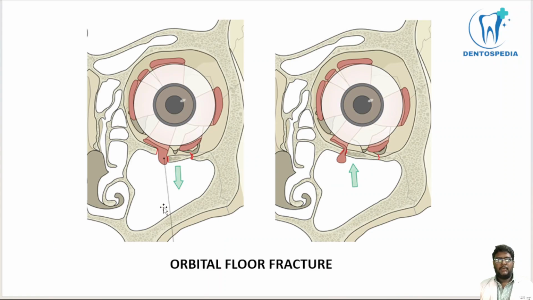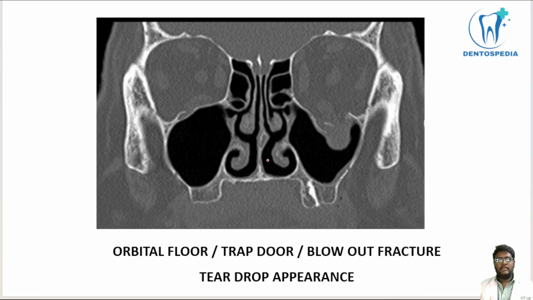And coming to the next type of fracture, that is orbital floor fracture. Because of the fracture of the orbital floor, the contents of the orbit are getting sucked into the maxillary sinus. Okay, they're getting into the maxillary sinus. And when we take a CT scan of this condition, it gives an appearance called teardrop appearance. Okay, and this kind of fracture is called orbital floor fracture, trapdoor fracture, and blowout fracture.